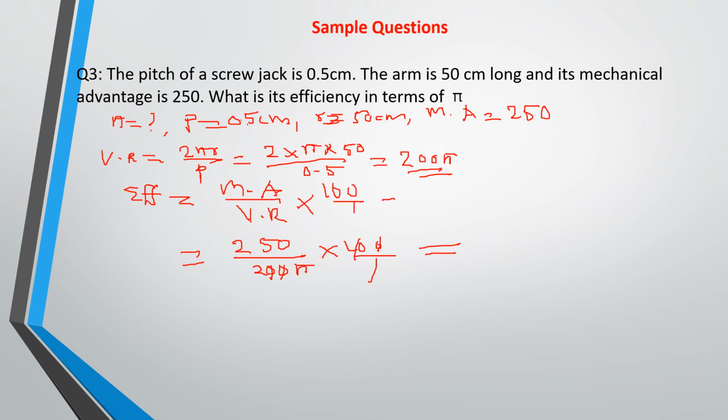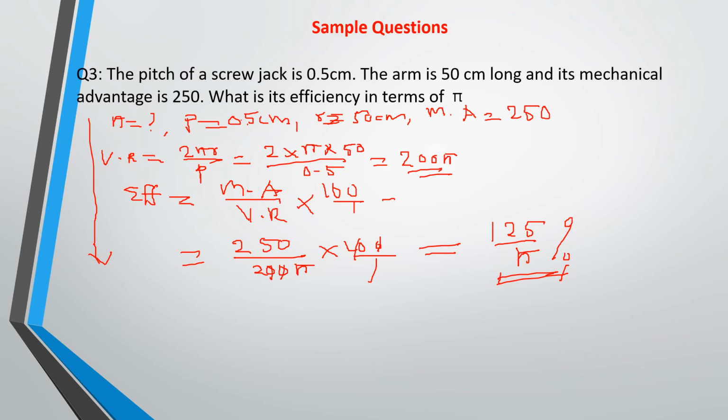So by the time you work that out, you are going to have that the efficiency of the machine will be equals to 125 all over pi in percentage, because it says you should find your efficiency in terms of pi. So this will be the efficiency of the machine in terms of pi. You see the way we went through this problem, so please take notes and apply.